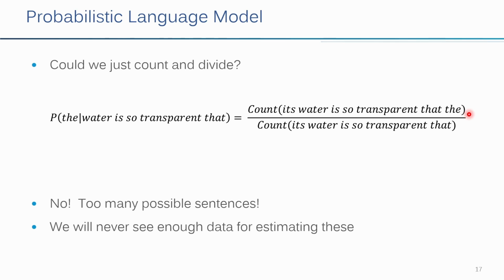Most likely you will have a probability for "its water" or "so transparent that," but the moment we have a larger sequence, we won't be able to do this, and the last thing we want is to divide by 0, right? So this doesn't work for us. We'll never see enough data to estimate those. Even if you consider just the tokens in human language, you have so many different combinations that you won't be able to have a probability for every single sequence of them, all right?